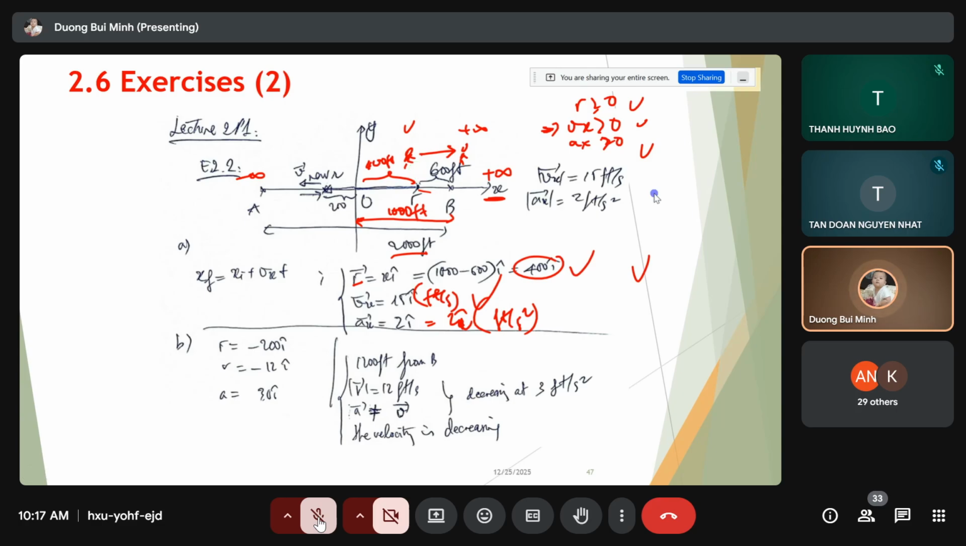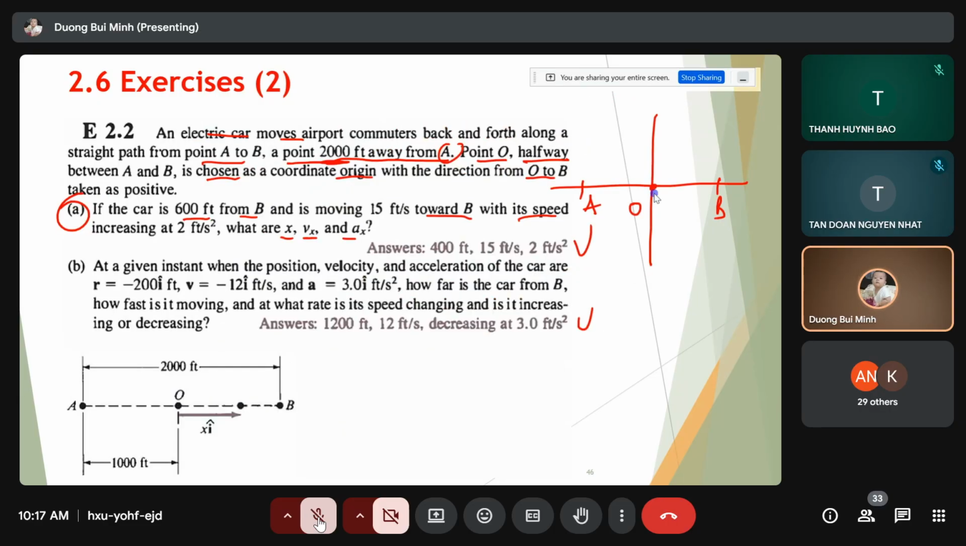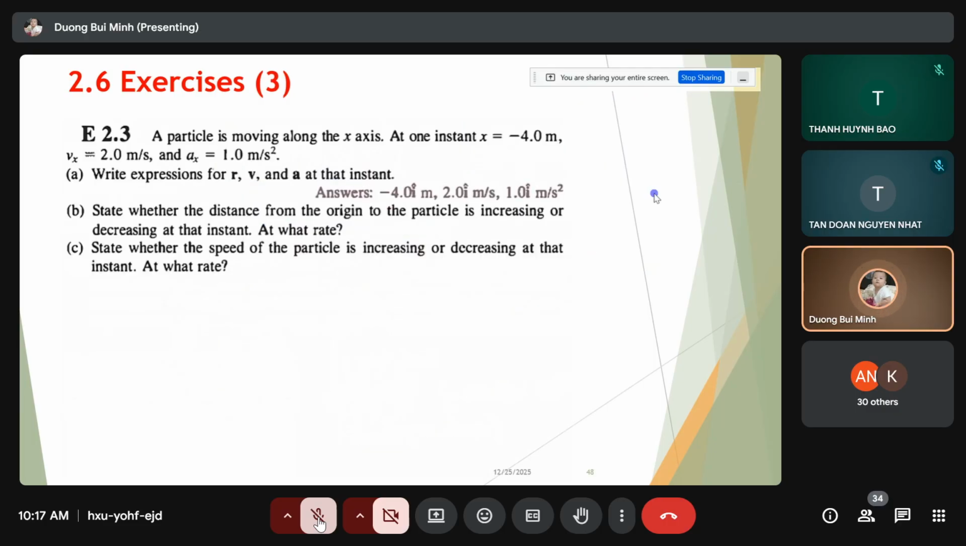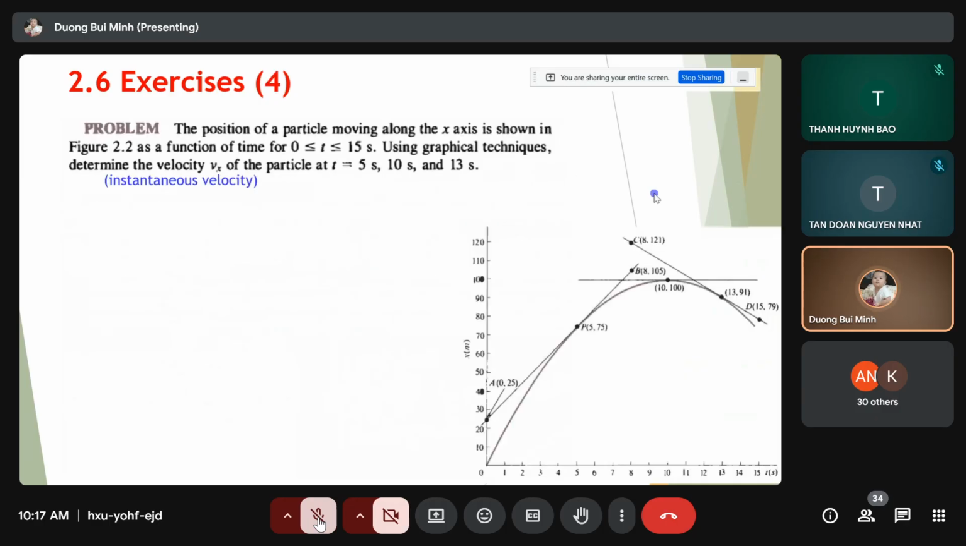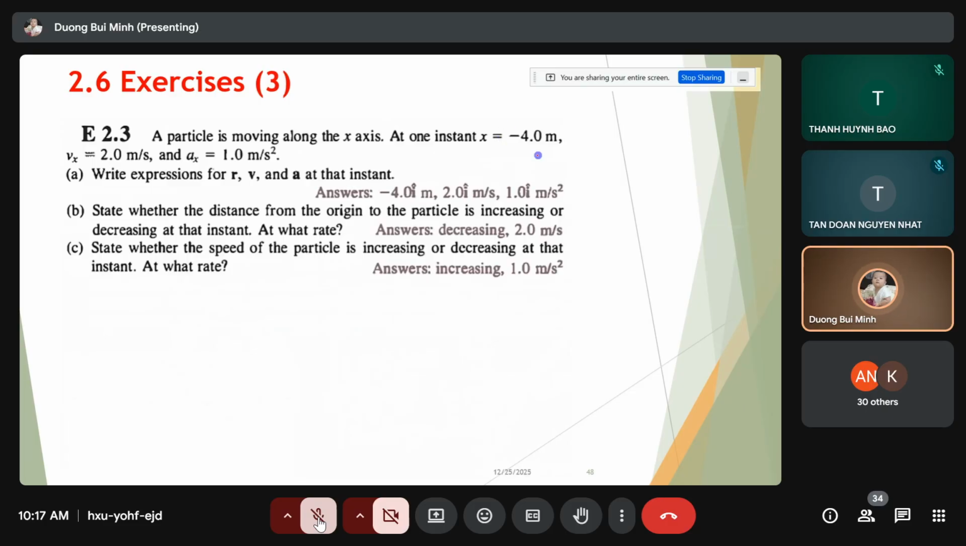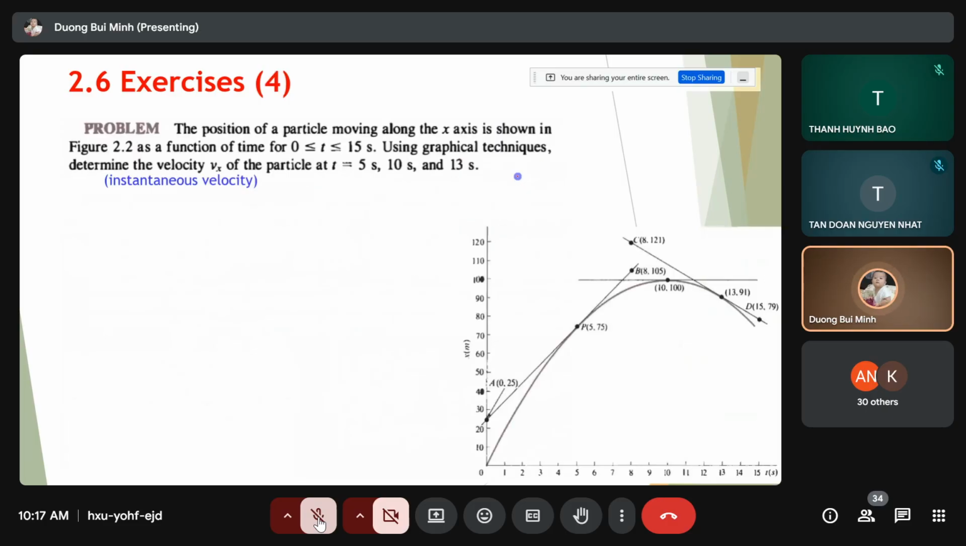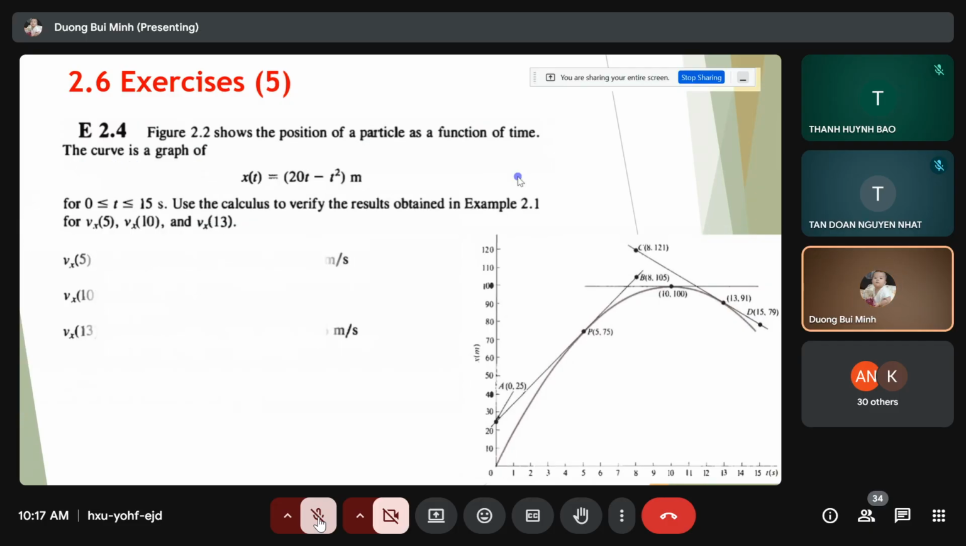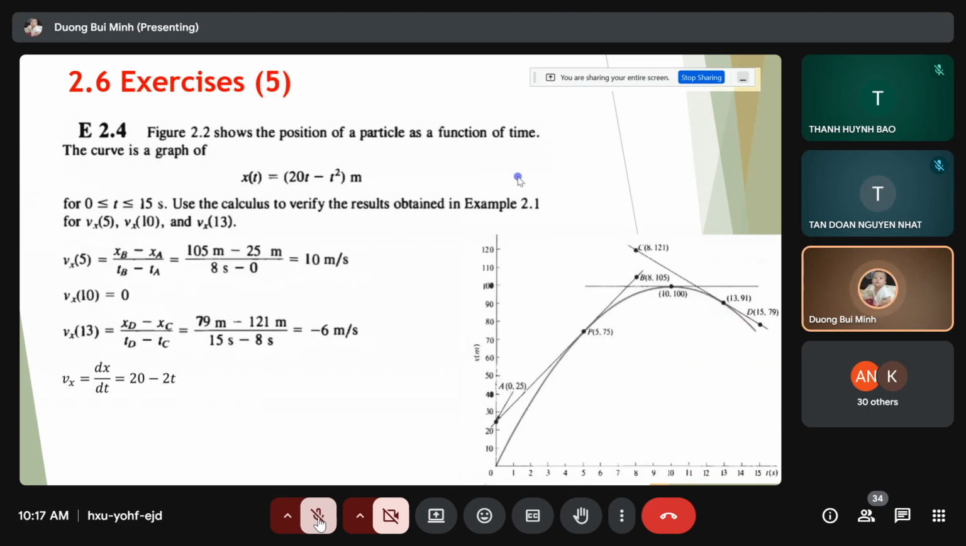So this question is for your reference. Now we don't have more time, so we have example 2.3 also for your reference. You can answer it for yourself at home. We don't have more time, so just skip it. Maybe we discuss this one, which is a little bit interesting.